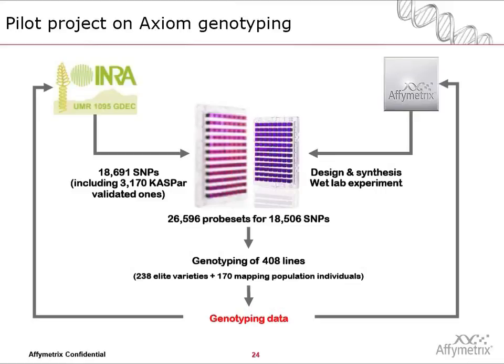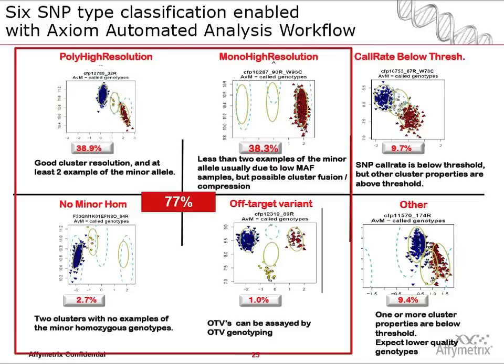Some of them were validated with Caspar. We designed an array, and then we did a wet lab experiment within Affymetrix in our services lab. And then we genotyped about 408 lines, and these were about 238 elite varieties plus 170 mapping populations. The results are shown over here.